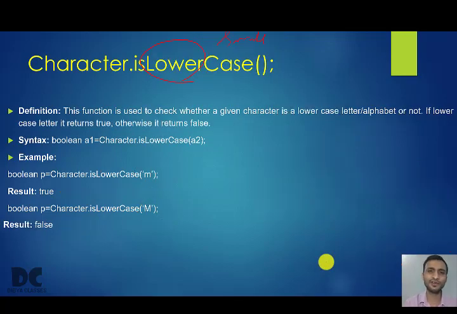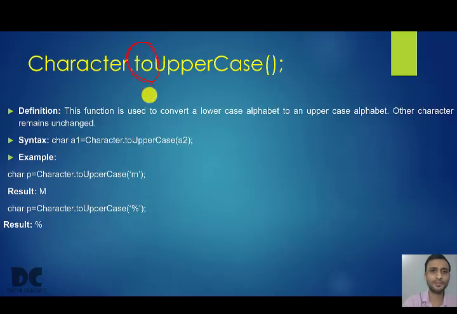Next, similarly we have lowercase. Here m is in lowercase, therefore we got true. But here M is capital, so we got false. So lowercase and uppercase are opposite of each other. One is checking if alphabets are uppercase. The next, that is lowercase, is checking if the alphabet is in lowercase. Now instead of is uppercase, you are using to uppercase. This is to convert. Is means you are checking. To means you are converting. You have to remember.